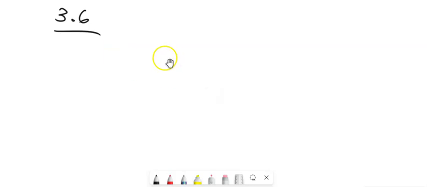This is M152. We're going to take a peek at section 3.6, and we are looking at numeric methods for doing integrals. We're going to look at three different types. Sometimes you just can't do the integral, or you are just going to do an approximation for it. So we're going to do three different ways to think about it.